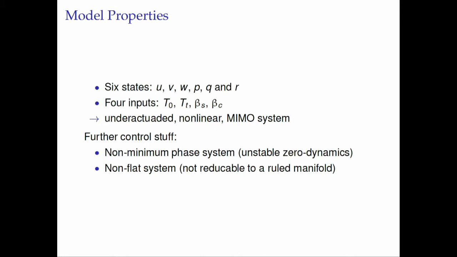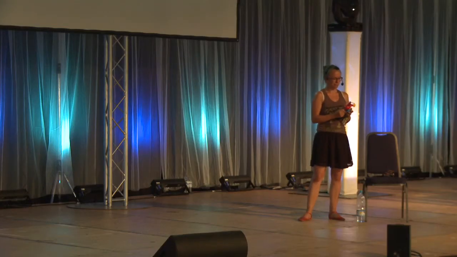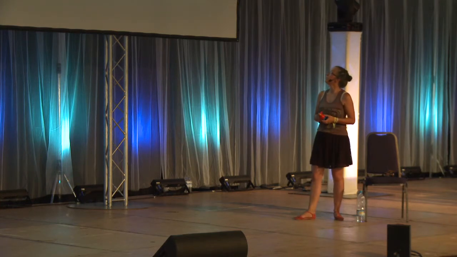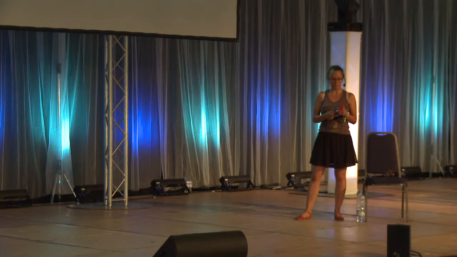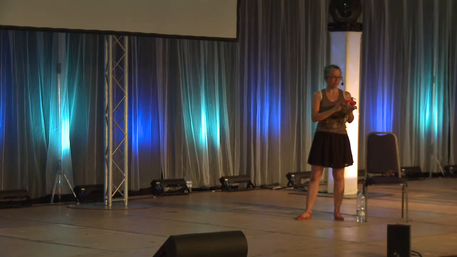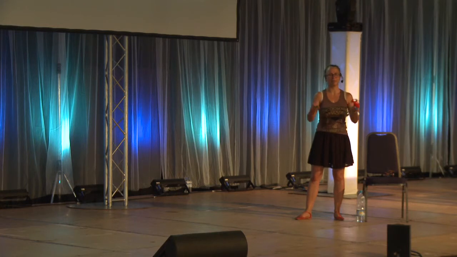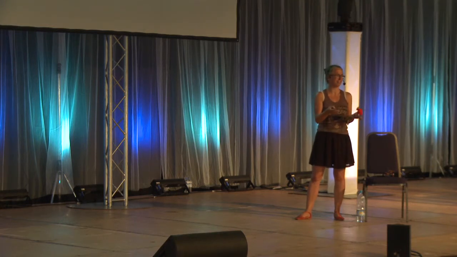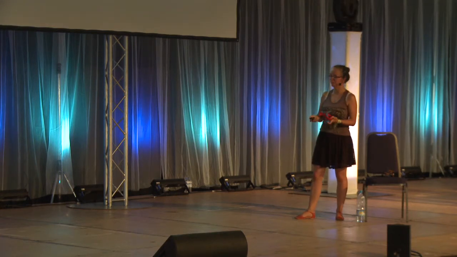So flat system means I have one state which can control everything, one which I can use as an input, but I can't reduce it to a ruled manifold. So manifold is a nice thing in control theory, because if you have a stable manifold and you can reduce stuff to it, well, it's stable, and everything on it is stable.